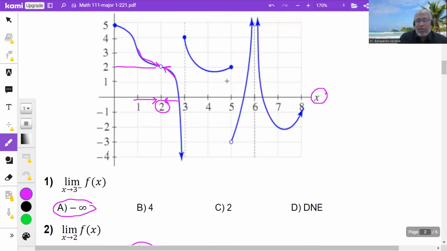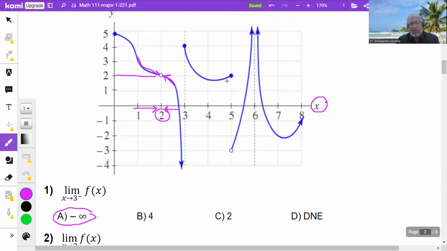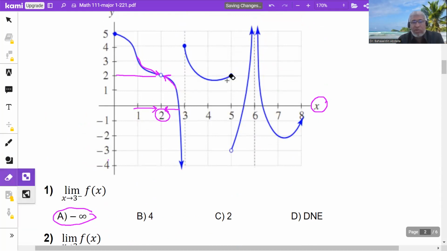So this is how you find the limit. For example, if you want to find the limit of f of x when x approaches 3 from the right, it will approach what? 4. So the limit of f of x at 3 does not exist because the limit from the right is not equal to the limit from the left. This is just to illustrate to you how to find the limits.